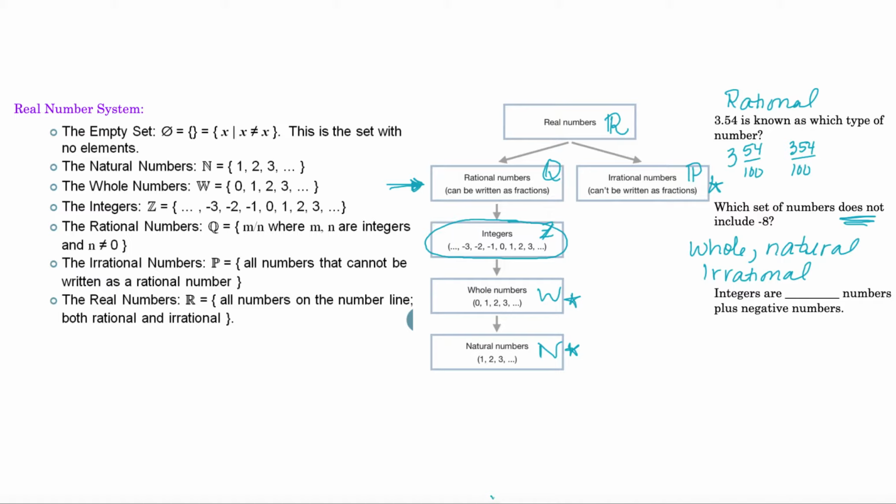Integers, so now I'm looking at just these integers here. Integers are a combination of both whole numbers, these values here, and the negative numbers as well. So whole numbers and negative numbers as well, since whole numbers include 0 and 0 is included within the integers.